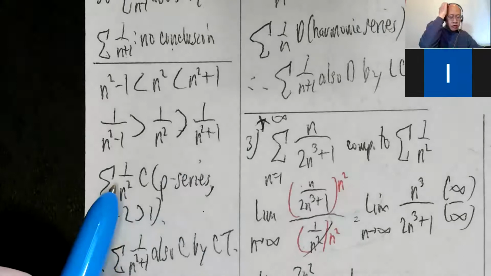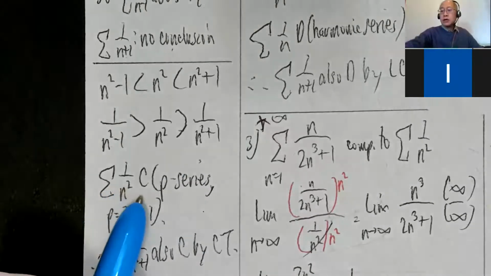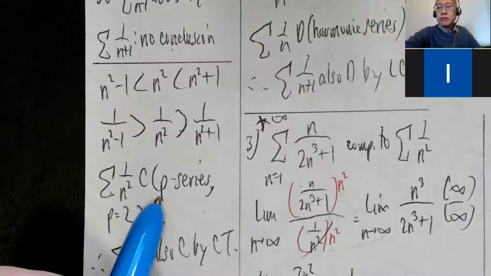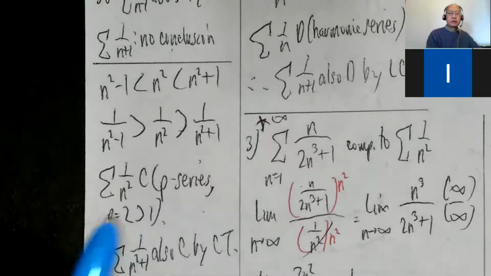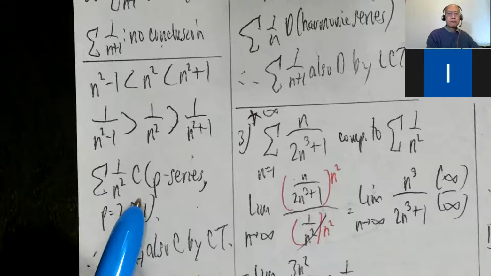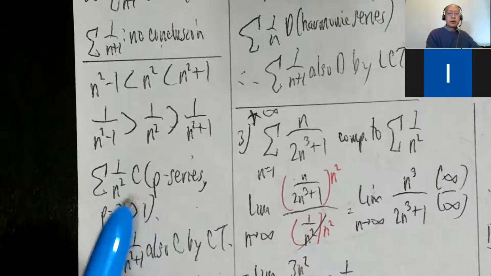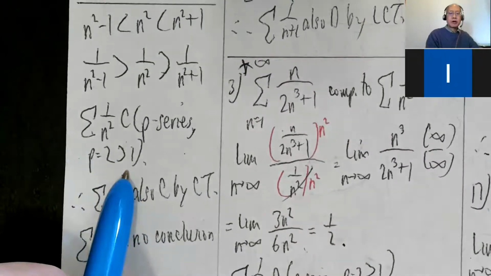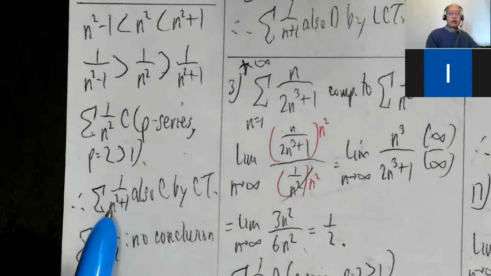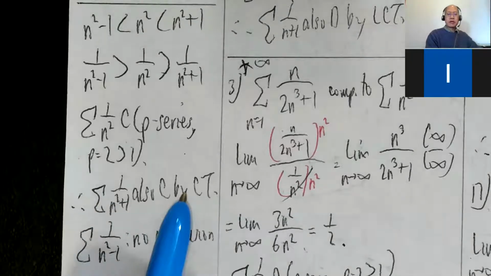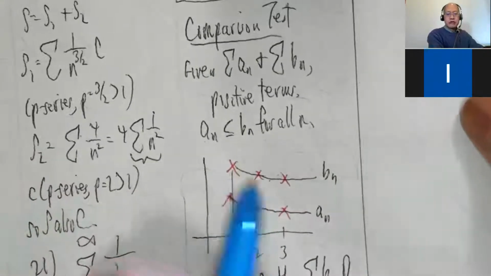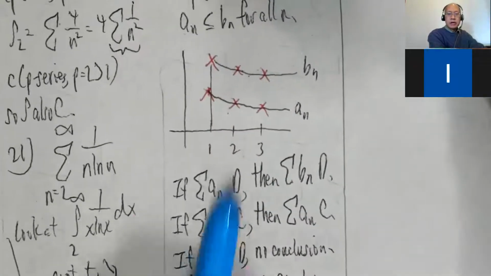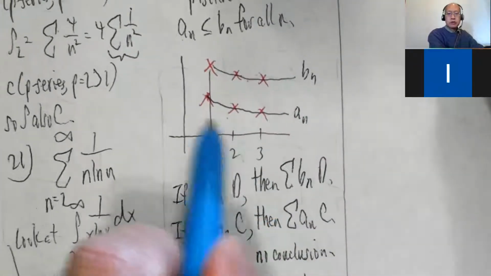What do I know about summation of 1/n squared? Converges. How come? P series, p equals 2, which is greater than 1. Therefore, any series which term by term is smaller than that will also converge by the comparison test. So summation of 1/(n squared plus 1) also converges by the comparison test. The picture would be this one. The bigger series converges, the B sub n's converge. Therefore, the A sub n's also converge.